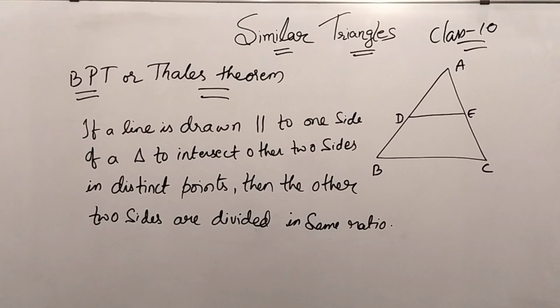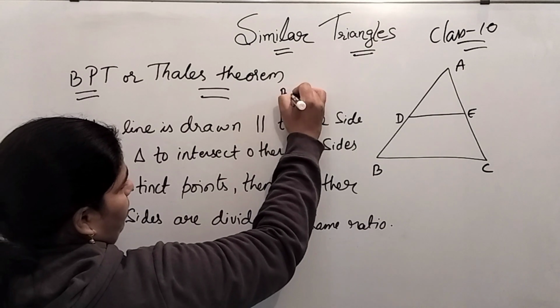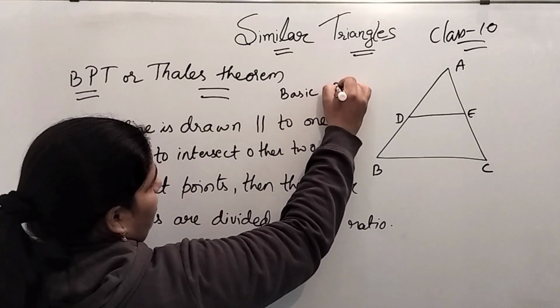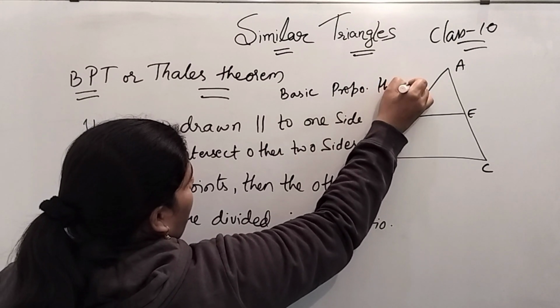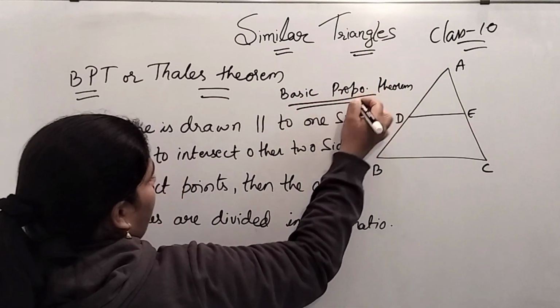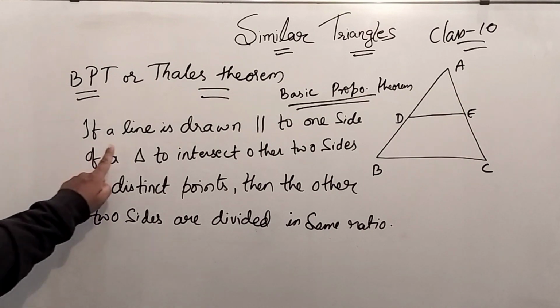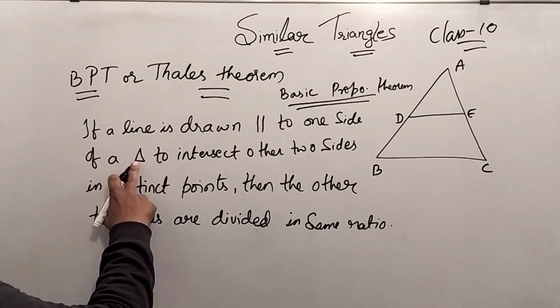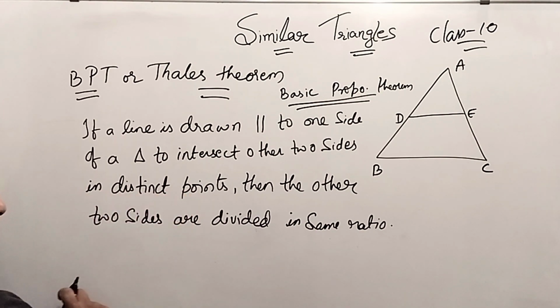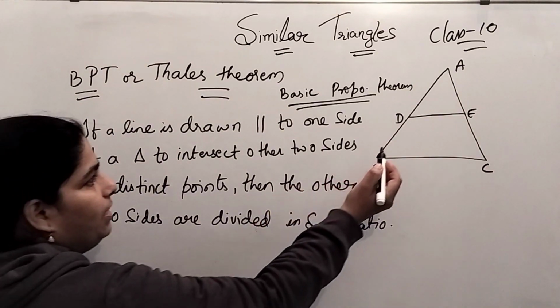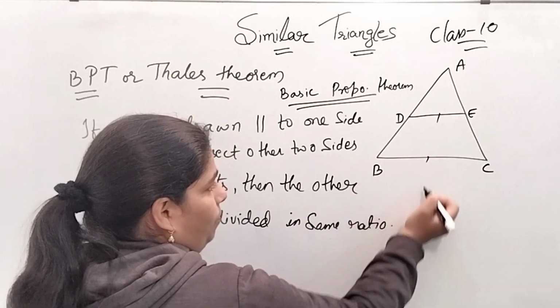The BPT theorem or basic proportionality theorem. The basic proportionality theorem states that if a line is drawn parallel to one side of a triangle to intersect the other two sides in distinct points, then the other two sides are divided in the same ratio. That means here DE is parallel to BC.